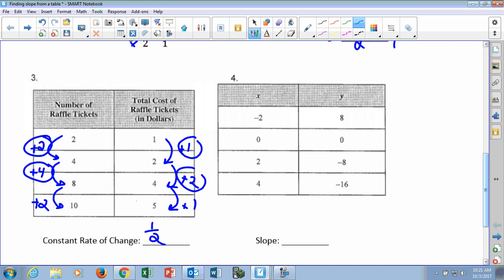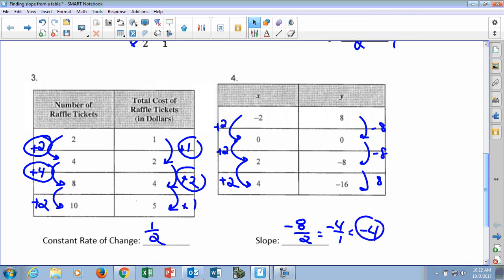What about number 4? Is x increasing or decreasing? Decreasing. Yeah, negative 2, 0, 2, 4. So what's it increasing by? 2's, right? What are y's increasing by, Julian? 8 or -8. Right, they're not increasing, they're decreasing by 8, so they're increasing by negative 8 every time. Minus 8, minus 8, minus 8. Well, minus 8 over 2 is what? Yeah, negative 4 over 1, which is negative 4.